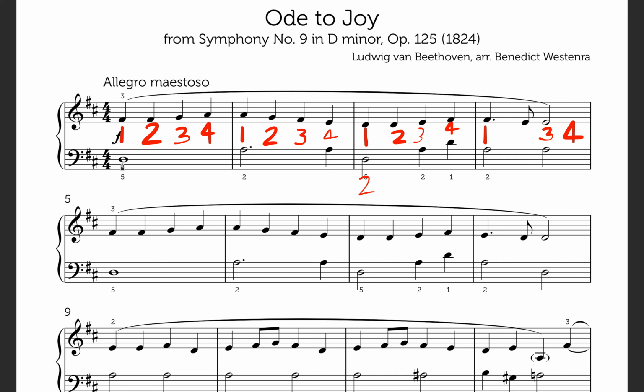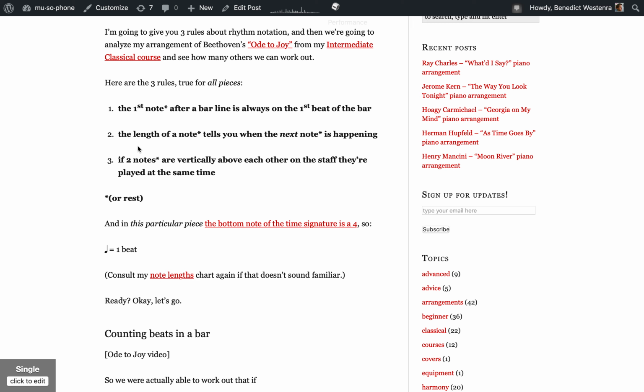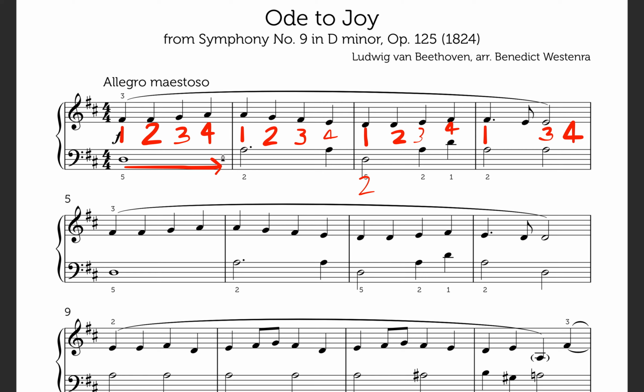If we look at this bar, bar number 1, we have 4 1-beat notes in the right hand. In the left hand, we just have this one note, which is taking up the entire bar, because this note is going to last until this one gets played. That's going back to rule 2 again. Rule 2: the length of a note tells you when the next note is happening. So this note is coming after this one. This one lasts for 4 beats because this note is 1, 2, 3, 4 beats after this one. So this must be a 4-beat note. So if we have an empty head with no stem on it, that is a 4-beat note.